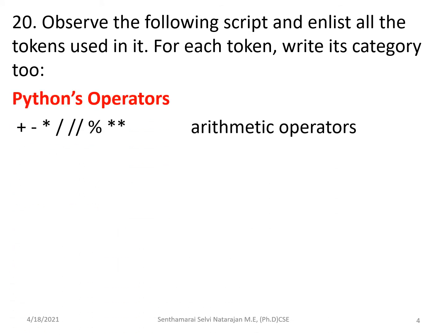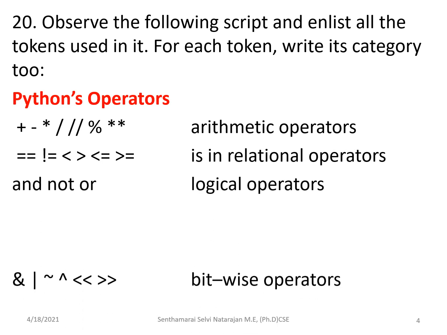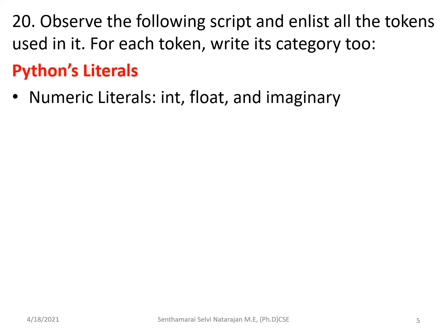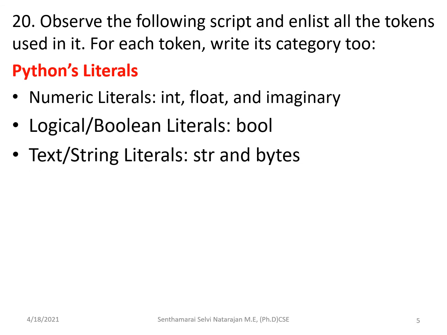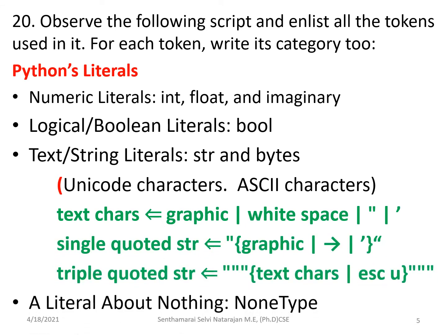Next, moving to the Python operators. This is the third category. You know that the available operators in Python are arithmetic, relational, logical, bitwise. Next category is the literals. You know that there are string literals, numeric literals, boolean or logical literals. Now here I am going to explain one thing where you get confusion. Numerical literals consist of int, float and imaginary. Logical or boolean literals consist of the bool values, that is true and false.